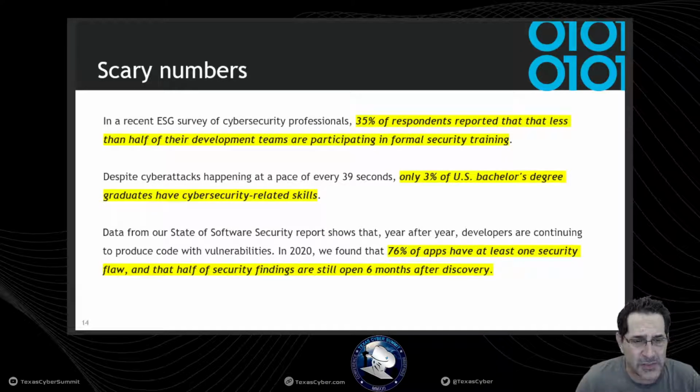And this last one is really scary as well. 76% of apps have at least one security flaw, and half of security findings are still open 6 months after discovery. And so what that tells me is that not only do we not have security skills being taught at schools, and we don't have security skills being taught in corporations, we're also having to prioritize what those security issues are when it comes to pushing code into production. And so, if the developers don't have an understanding of what the prioritization of a security issue is, it makes it hard for them to figure out when should I tackle it. Is it just a bug, or is it a legitimate critical security issue?